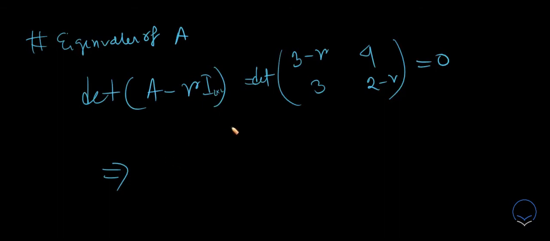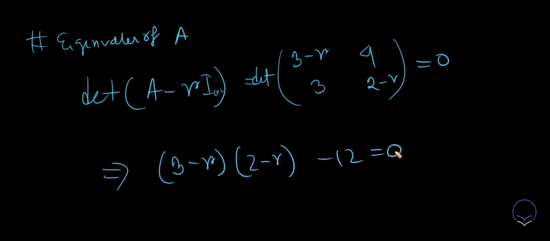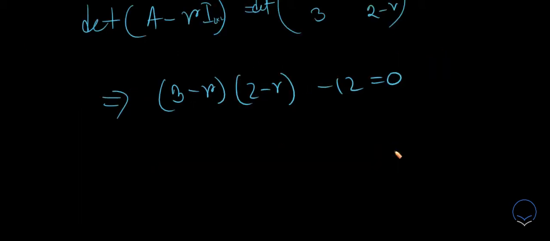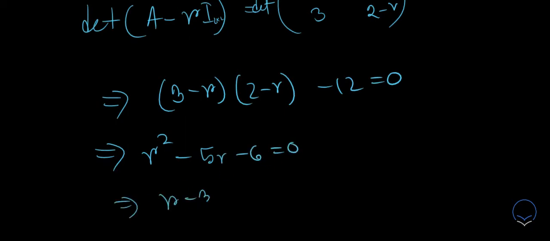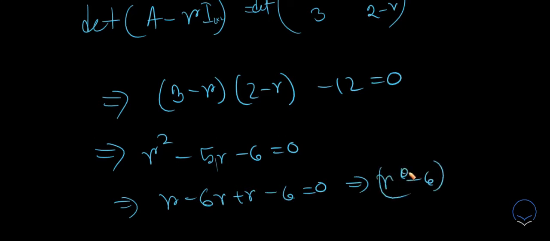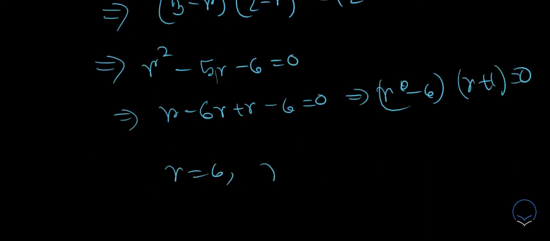Now we get 3 minus R, 2 minus R, minus 12 equals 0, and this will give us an equation. If you just simplify it and multiply it, this will give us R square minus 5R minus 6 equals 0. This means, oh no, sorry, it should rather be R square minus 6R plus R minus 6 equals 0. This means R minus 6 and R plus 1 equals 0. So the two eigenvalues are R equals 6 and R equals minus 1.